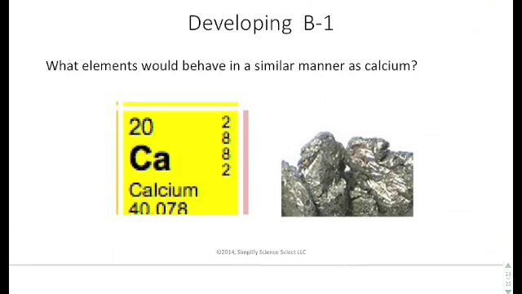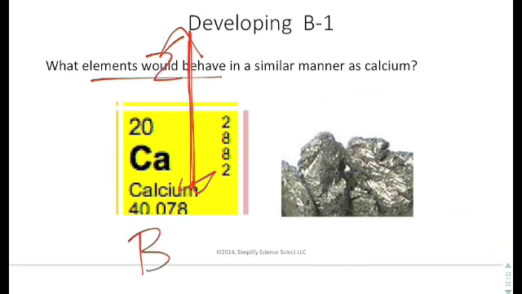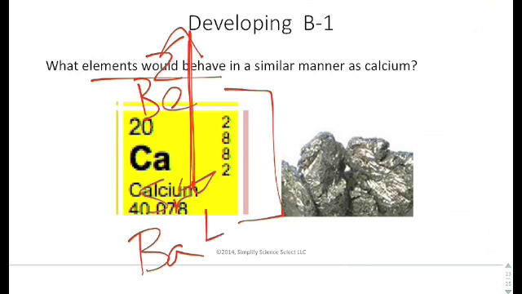So now we go to Developing B1. It says, what elements would behave in a similar manner to calcium? So we're trying to figure out what the pattern would be as far as how it behaves. Remember, whenever you're talking about an element that has a behavior, you're looking for elements in the same column because they have the same or similar effective nuclear charges. So you could pick anything that was in group 2. For example, you could have barium, or beryllium, or anything in that particular column. Now, the closer you are in terms of atomic mass, the better. So strontium should be better than barium, but they both have similar chemical properties.